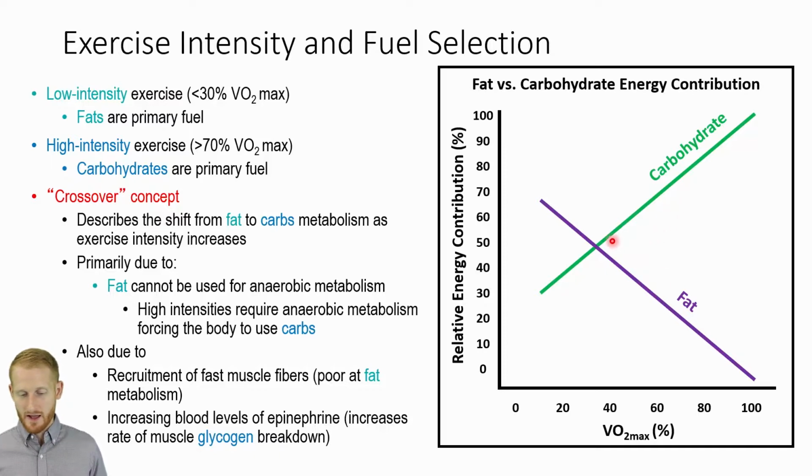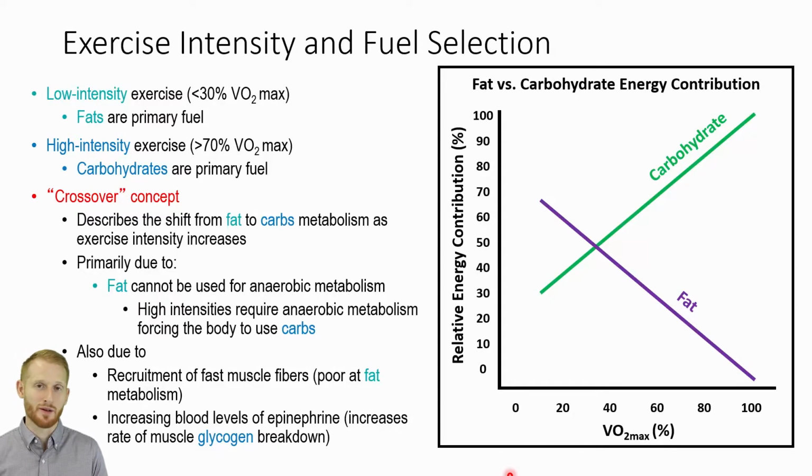All right, so at low exercise intensity, below 30%, again, you're using mostly fats. Above 75% of VO2max, you're using almost entirely carbohydrates. And again, there's a crossover that happens somewhere in between. It's going to vary a little bit from person to person.